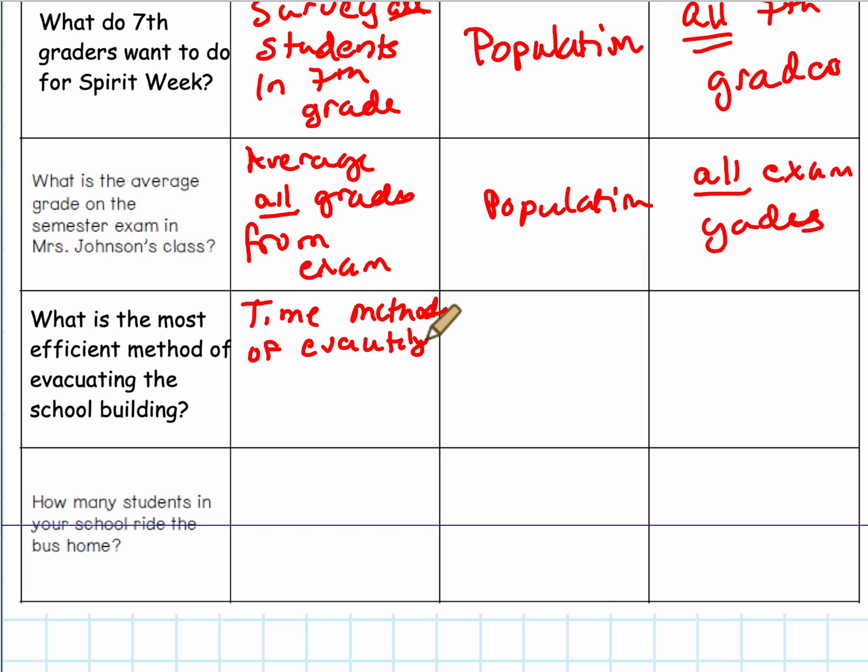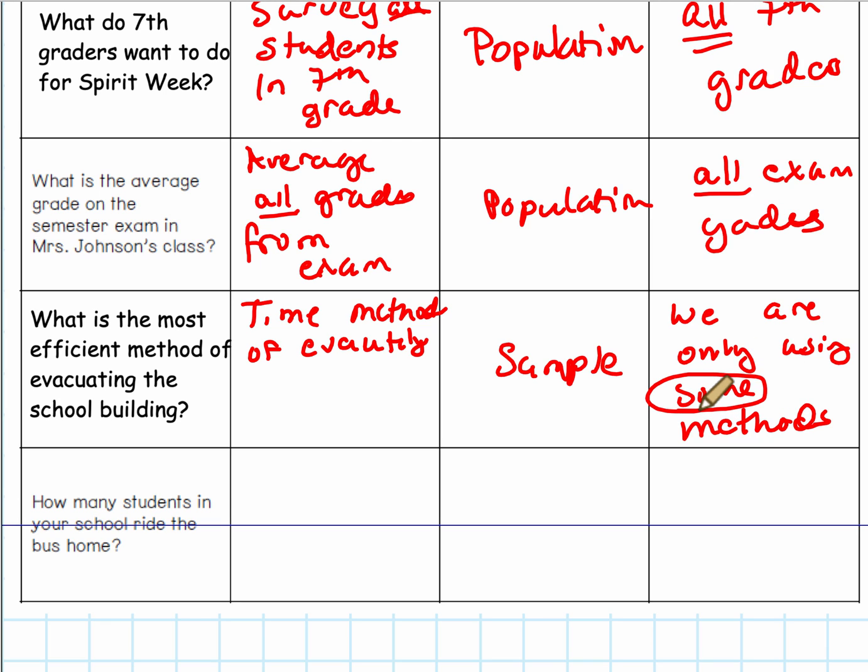Okay, now, is this going to be a population or is it going to be a sample? Well, actually, this would be a sample because it's not possible for us to do every single method of evacuating a school building because there's no way for us to time how long it would take for us to. If the first floor was blocked, how would we get people off of the second floor and do things like that? So it would be a sample. Okay, and the reason is because we are going to only be using some methods.